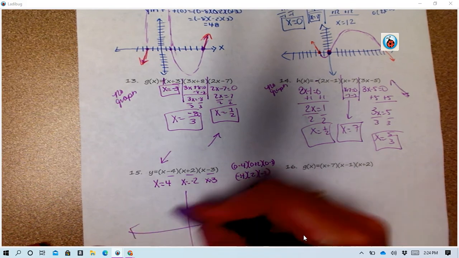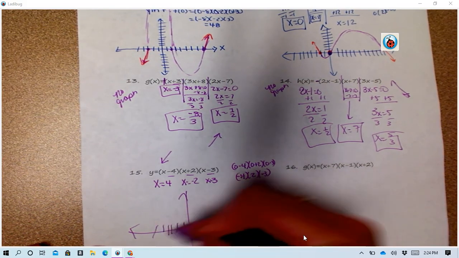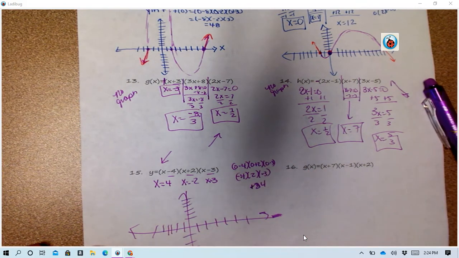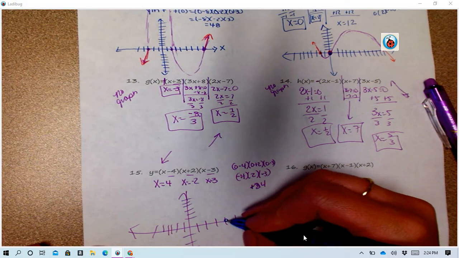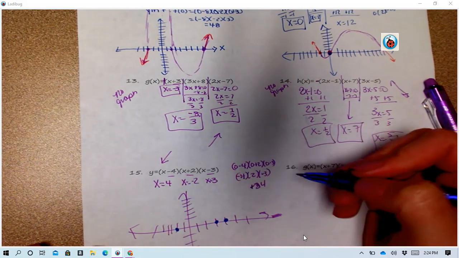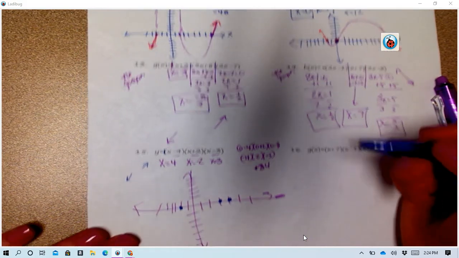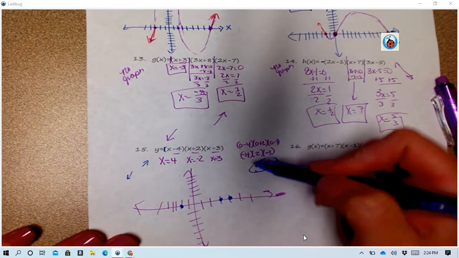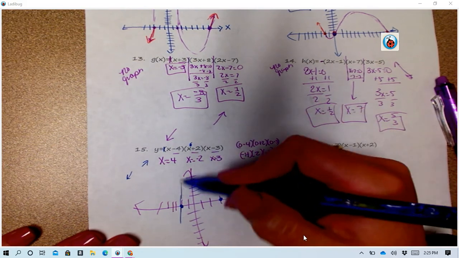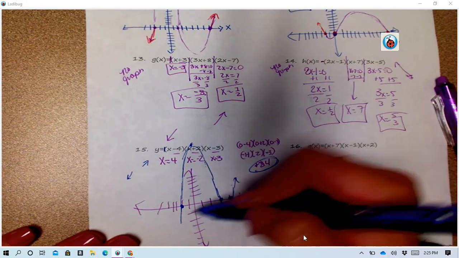So sketching the graph. +4, +3, -2. It's got a positive slope, so your tails are going to look like that for a line that had a positive slope. And keep in mind your y-intercept is 24, which is going to be way up here. So as long as you get the basic shape down, it's fine.